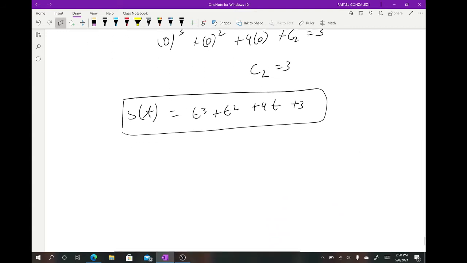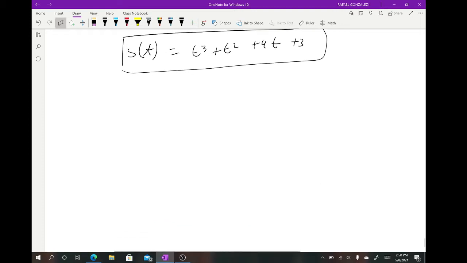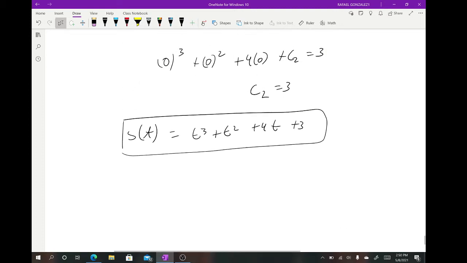Okay, so this is a nice application problem that you could have on the final. Another way of getting this problem in the final will be to begin with the position and be asked to find the acceleration of a particle. So that's another way that you could see this problem.